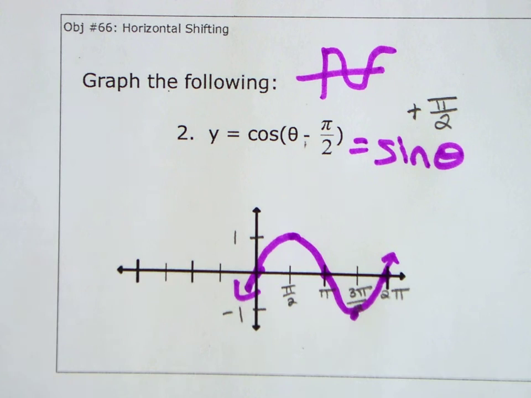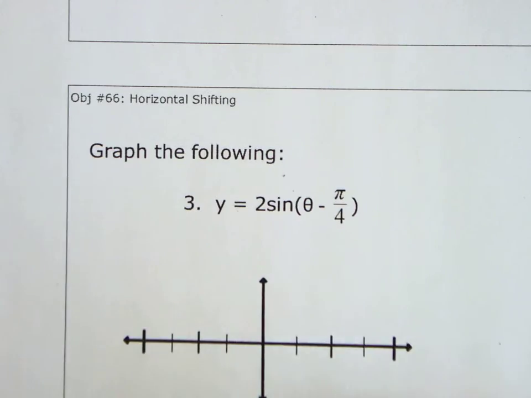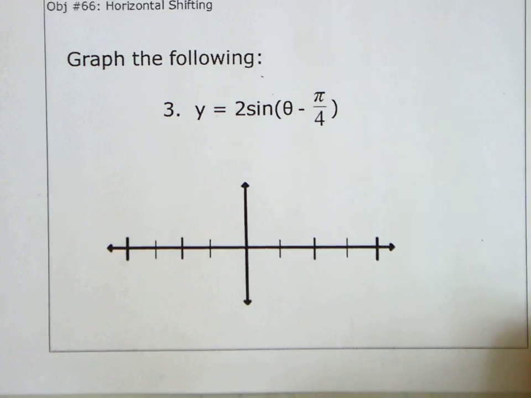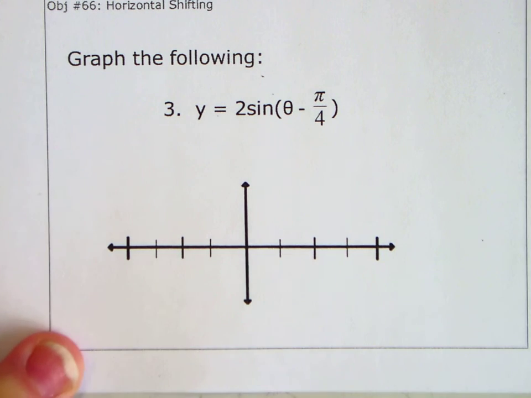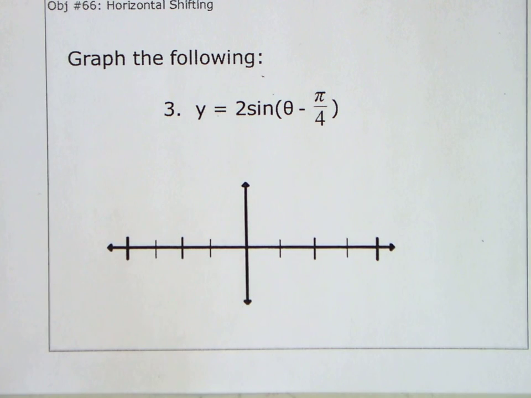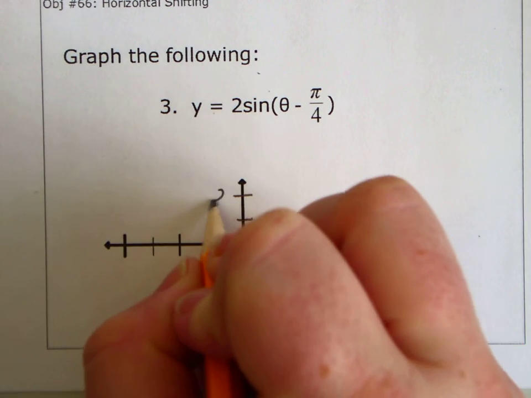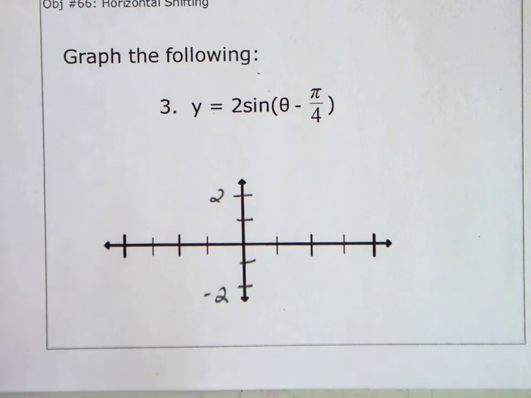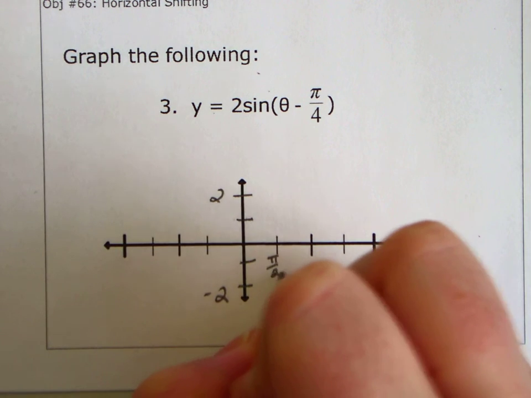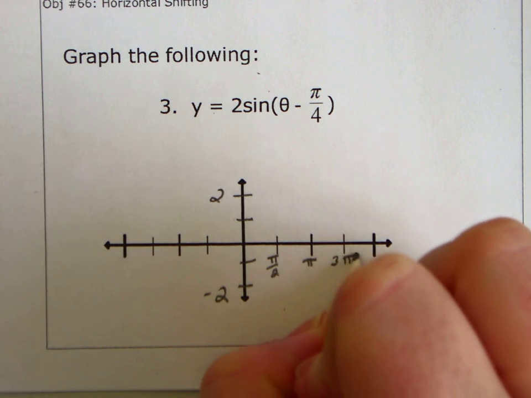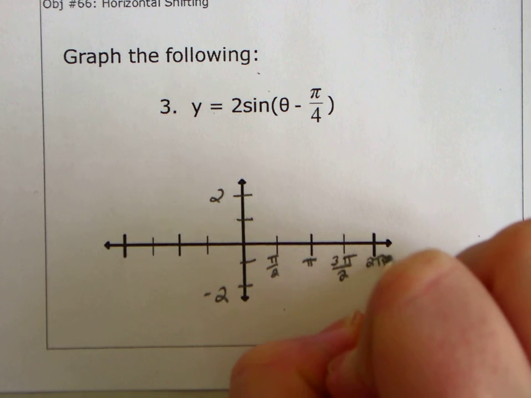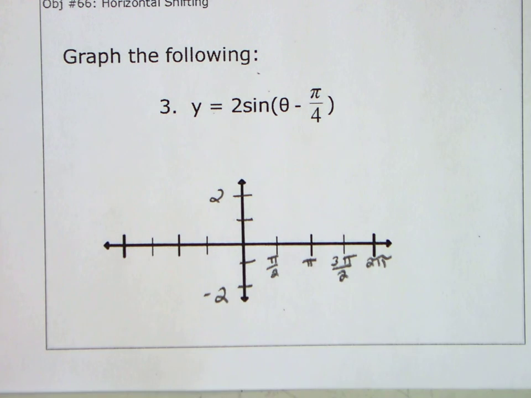Okay? All right, we're going to get a little harder now. You ready? 2 sine of theta minus pi over 4. Alrighty. So first off, I'm going to label. We're going up to 2. So 1, 2. Down to -2. Pi over 2, pi, 3 pi over 2, 2 pi. All right. Now this one's a little harder. Now pi over 4. Is that even on here? It's not. So what I'm going to do is on my grid, I'm actually going to put in red.